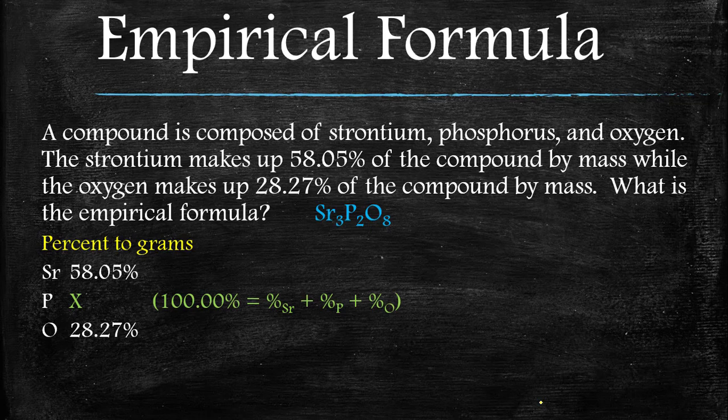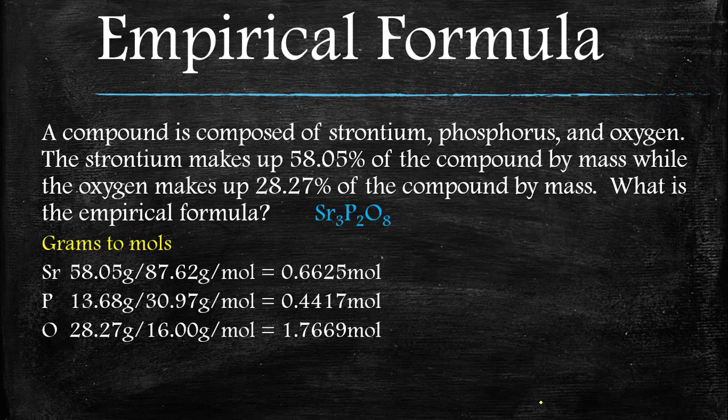Because you know that the total percentages have to equal 100. So 100% equals the percentage of the strontium plus the percentage of the phosphorus plus the percentage of the oxygen. Plug in the appropriate values. Rearrange, and you realize that the phosphorus is 13.68%. So now we can convert to grams by changing the percentage sign to grams.